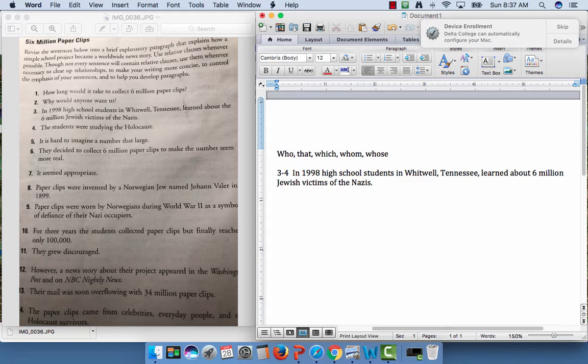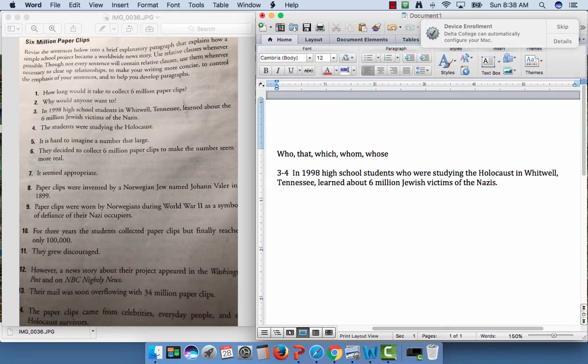Now look at the second sentence, remember, and we've got students repeated. So we have students up here. We have to put the relative clause here, and we would replace the students with who were studying the Holocaust. Now, would we use commas?